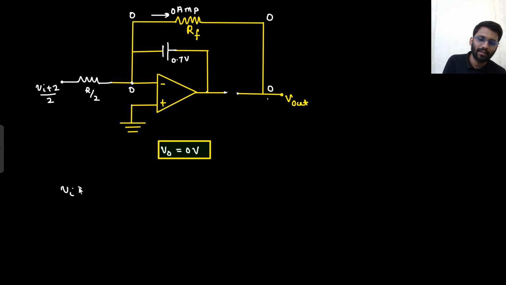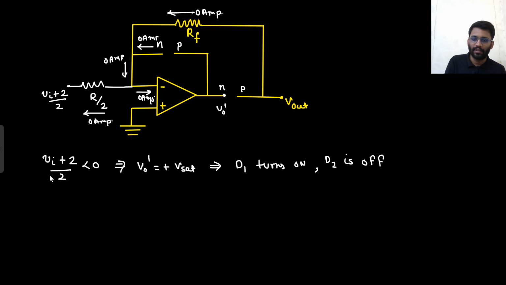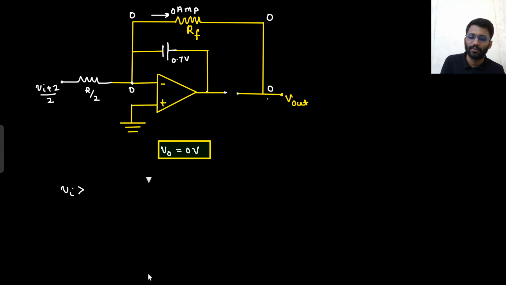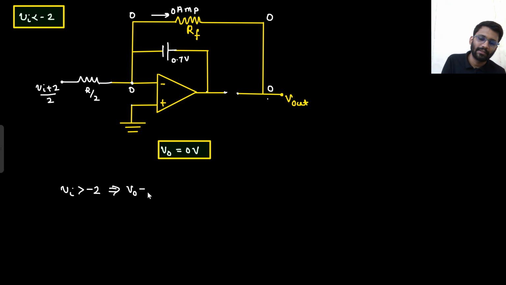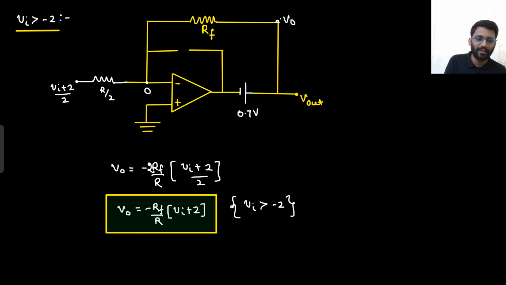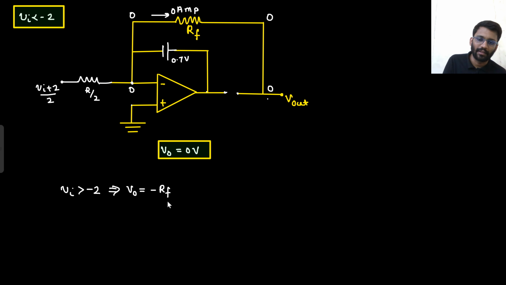For V in greater than minus 2, sorry, V in less than minus 2, this is the condition. This you made for V in less than minus 2. For V in greater than minus 2, what was your V naught? Your V naught was minus RF by R, V in plus 2. And for V in less than minus 2, your V naught was 0 volt. That's it.